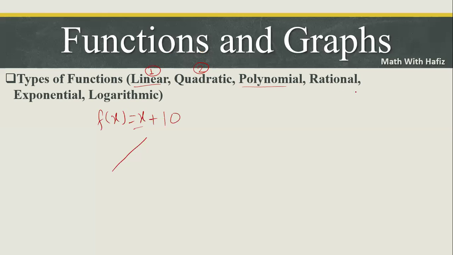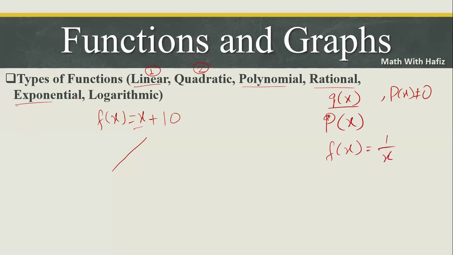Then you have the rational function. It is the same as rational numbers, in which you will have two polynomials in division form, where q of x cannot be equal to 0. So if you have any such function with this type of form, it will be a rational function. For example, you have a function f of x is equal to 1 over x. Then you have the exponential function, e to the power of something, or logarithmic functions.